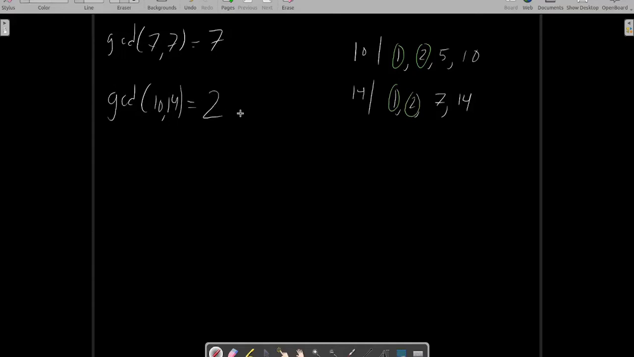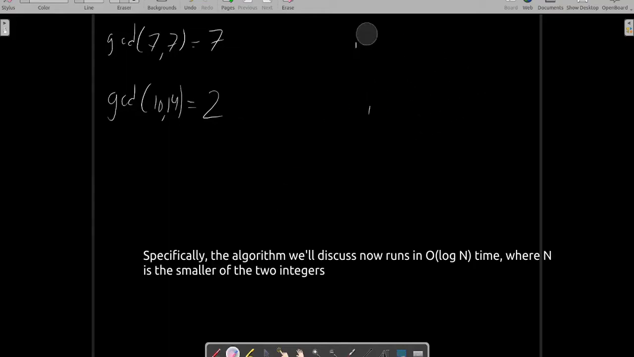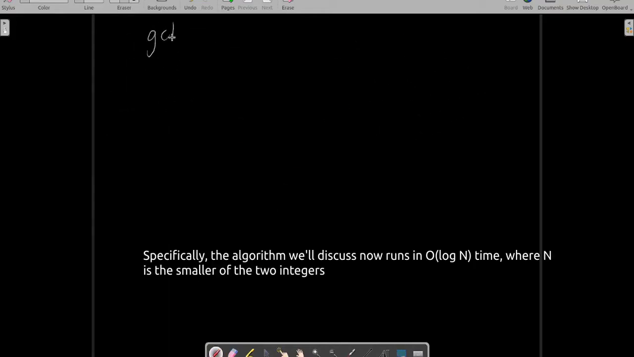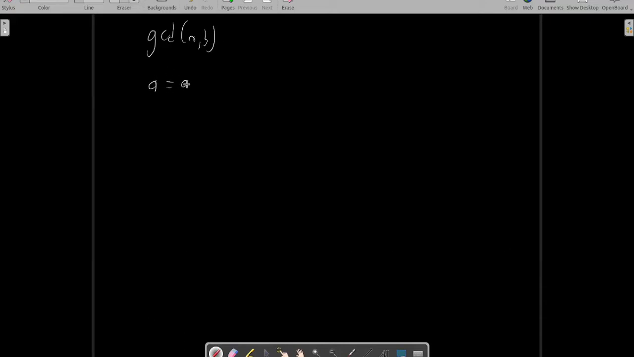Enumerating all of the divisors will work, but it's a bit of a tedious process, especially if the numbers are large. Fortunately, in Euclid's works, he describes a method of calculating the GCD efficiently. To calculate the GCD of two numbers a and b, first, we note that we can always write a as b times some quotient plus a remainder term. This is called Euclidean division.